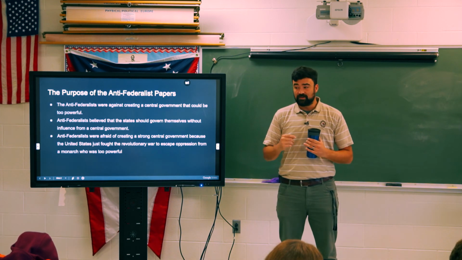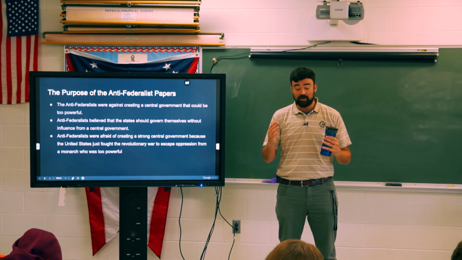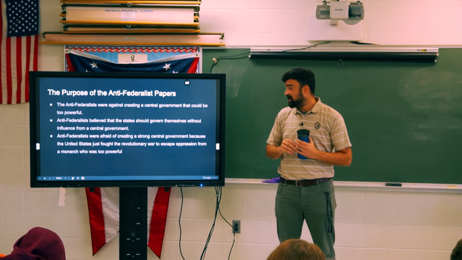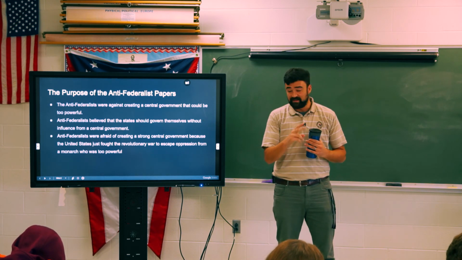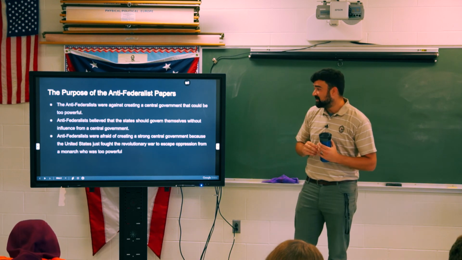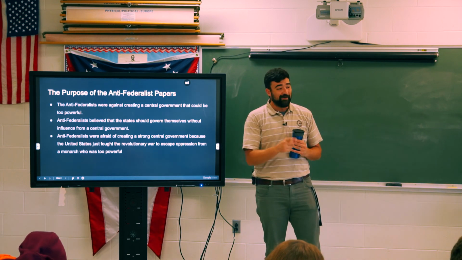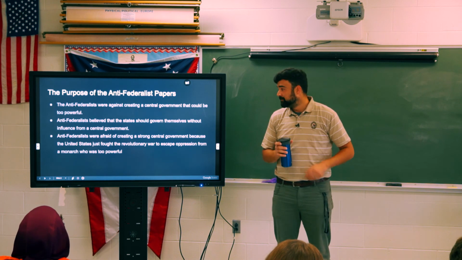So if they were against a strong central government, well, they were in favor of states having the ability to govern themselves. So that's the second thing. Anti-Federalists believed that the states should govern themselves without influence from a central government.